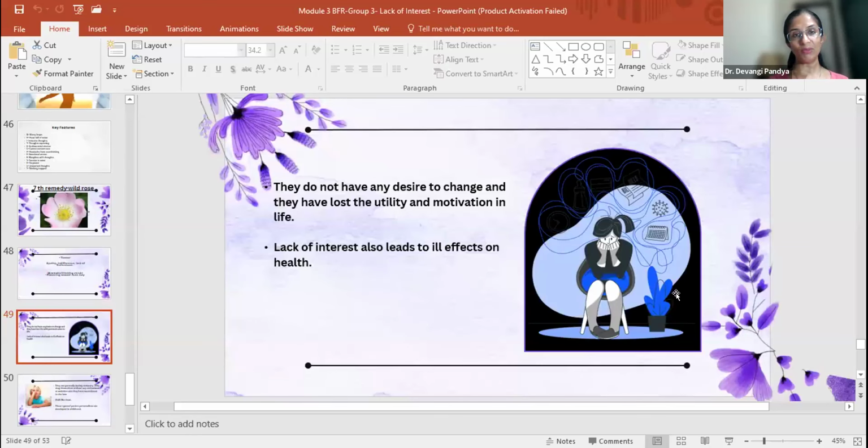And when they are not motivated, they will not be doing the things they should do. It is again going to have ill effects on the health. So sedentary lifestyle is one of the major causes of many types of diseases. Nowadays we see it very regularly.